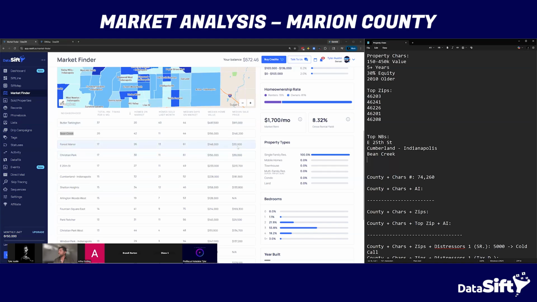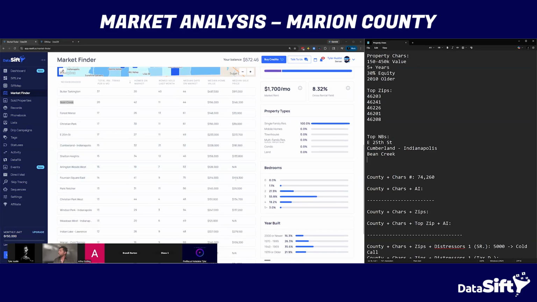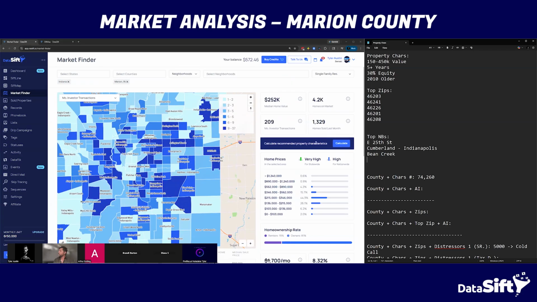These purchase prices are interesting to me. It might be in one of those zip codes that had a lower price point. I'm not too thrilled about those. Let's just keep it at 3 for now, right? For the sake of the training. You guys can dig further in your market.